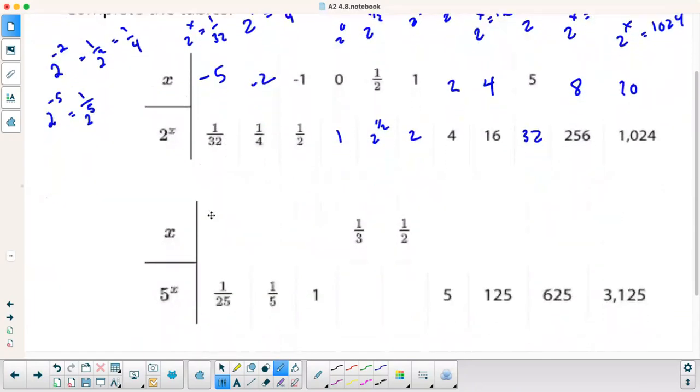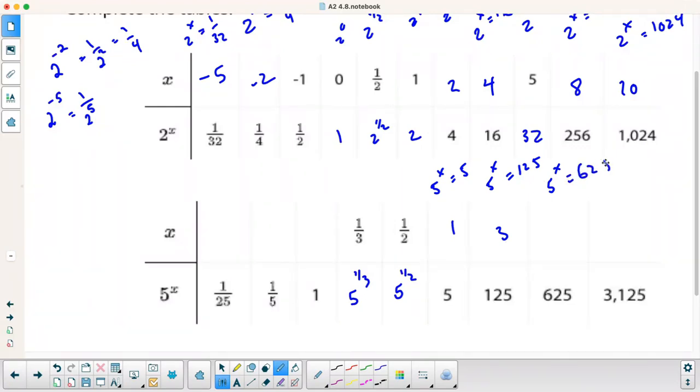All right, next table. This time it's 5 to the x. So these are easy. These are just 5 to the 1/3. Rewrite that. That 5 looks like a 6. 5 to the 1/2. I could get a decimal, but I just leave them as exact. So again, 5 to what power gives me 5? Well, that's 1. 5 to what power equals 125? That's 3.